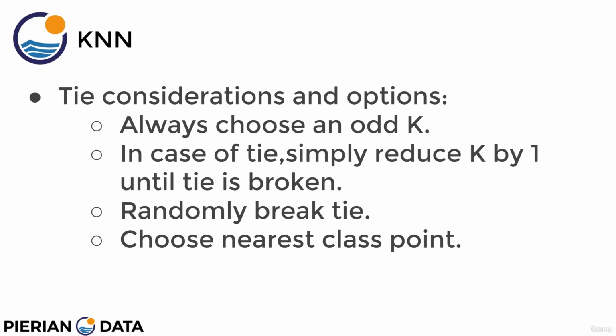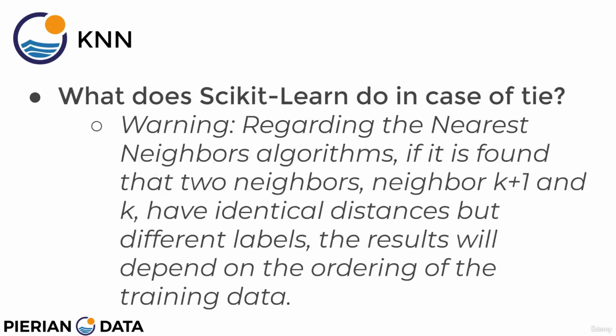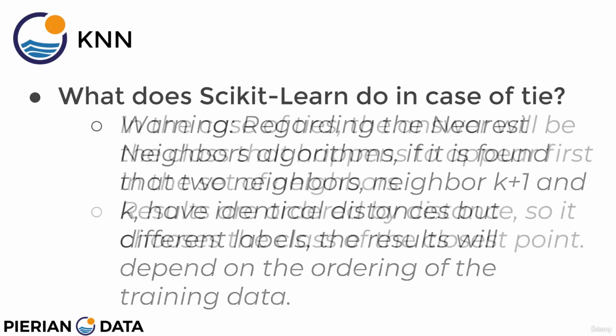So, in the case of k being equal to 4 being a tie, you would simply reduce all the way back down to k is equal to 1 and choose the nearest point as your assignment. The obvious question is, what does scikit-learn do in the case of a tie? If you check out the documentation, it actually has a warning regarding the nearest neighbors algorithms: if it's found that 2 neighbors, neighbor k plus 1 and neighbor k, have identical distances but different labels, the results will depend on the ordering of the training data.